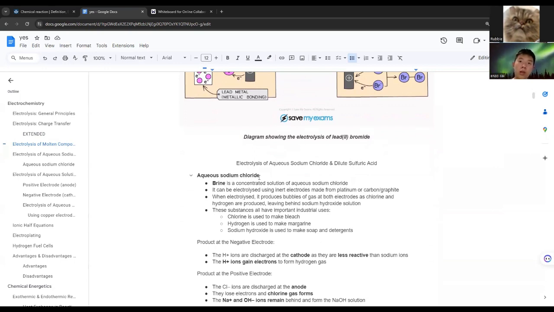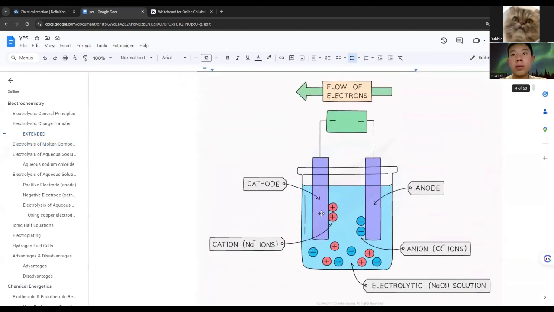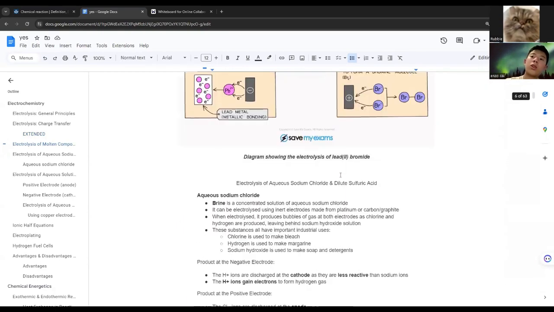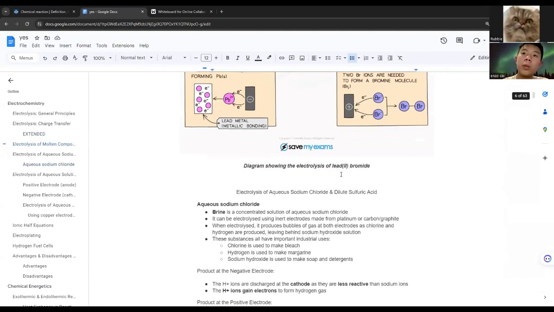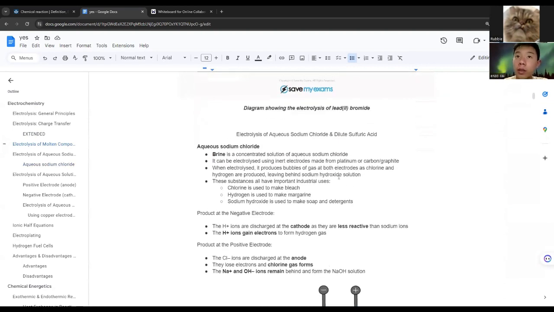Aqueous sodium chloride. Brine is a concentrated solution of aqueous sodium chloride. So therefore we can say that this is brine, because we can find sodium in the cathode. If it's not sodium chloride, we cannot say it's brine. I guess brine is only for concentrated aqueous solutions.